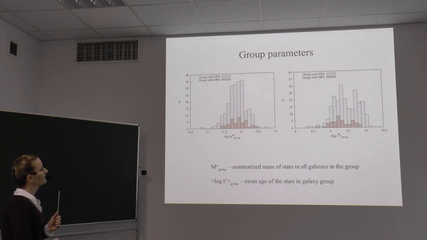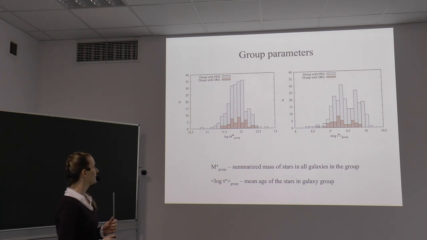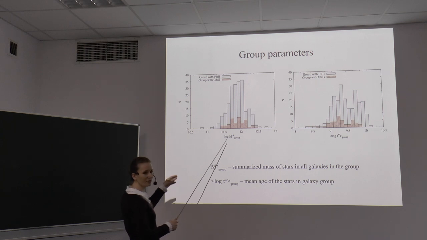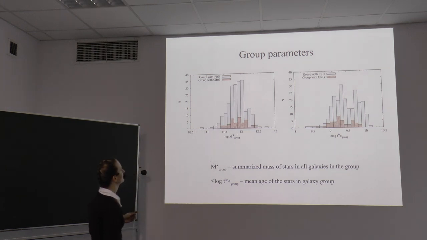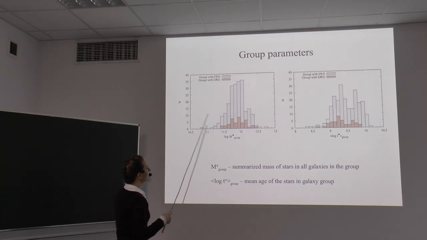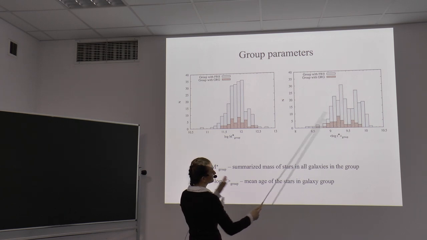At the next step, I wanted to check the distribution of parameters which characterize the whole group around the giant and around the smaller sized radio source. And here we have, for example, the distribution of summarized mass of stars in all galaxies in our group. In red we have giants, and here we have smaller sized radio sources, and as you can see, these distributions have very similar shapes, and they peak near the same values, so we haven't got any difference in mass of whole stars in a group. And the only difference is in ages. So the ages of giants are shifted to the lower values.